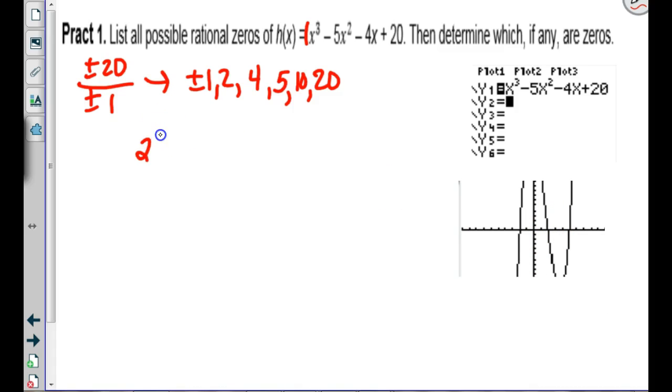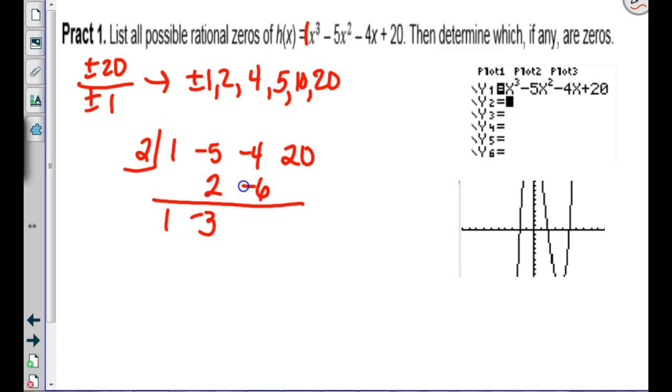If we think 2 is a zero, then we can do division to determine if it goes in evenly. The coefficients would be 1, -5, -4, and 20. Bring down the 1, multiply, add, multiply, add, multiply. Did it go in evenly? Okay.